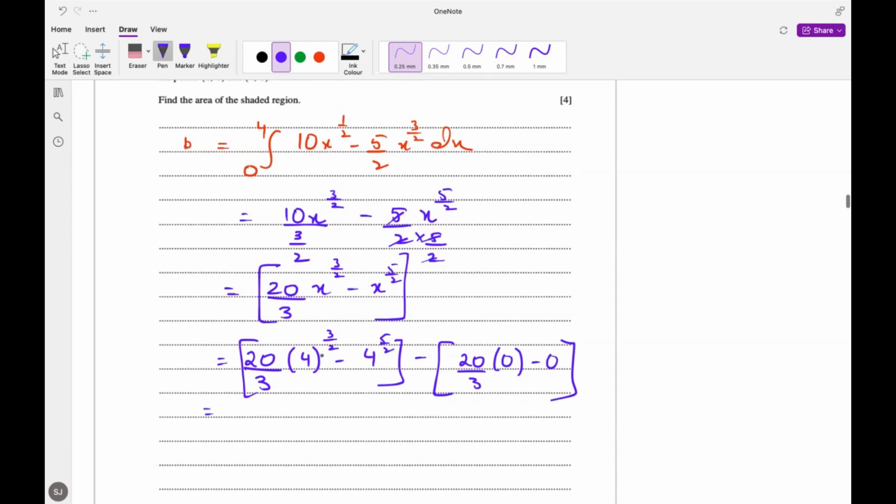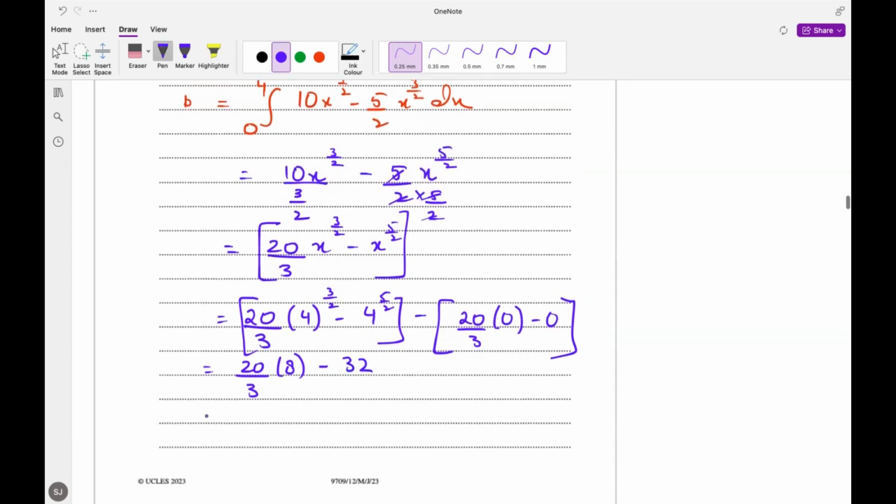So 4 to the power 3 upon 2, we can substitute this in the calculator, or we can even do it without a calculator. Square root of 4 is 2, 2 cube will be 8, so this will be 20 upon 3 into 8 minus square root of 4 is 2, and 2 to the power 5 will be 32. So 160 upon 3 minus 32. Simplifying this, the final answer will be 64 upon 3, as if we take the LCM and multiply by 3, this will be 160 minus 96. So the final answer will be 64 upon 3 for the area of the shaded region.